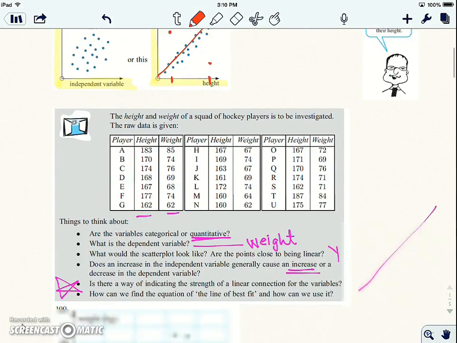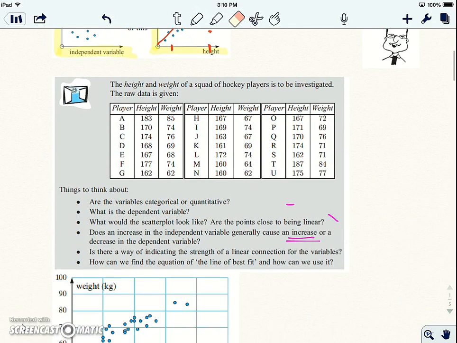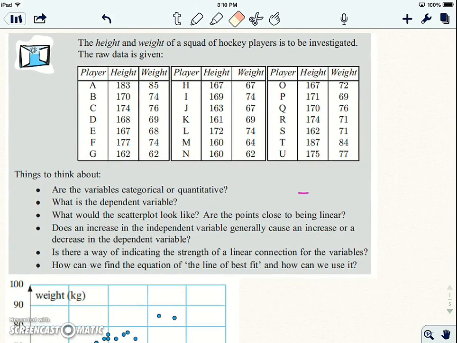So let's look down here. What we have is the height and weight of a squad of hockey players. And what they've done is they've given every hockey player, instead of a name, just a letter. That's categorical, not a big deal. And we're going to ask some questions. Are these variables categorical or quantitative? Well, besides the names, the height and the weight are quantitative because we're measuring.